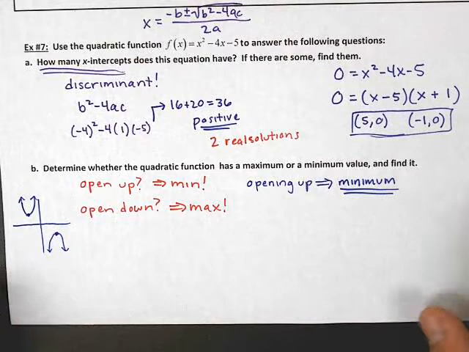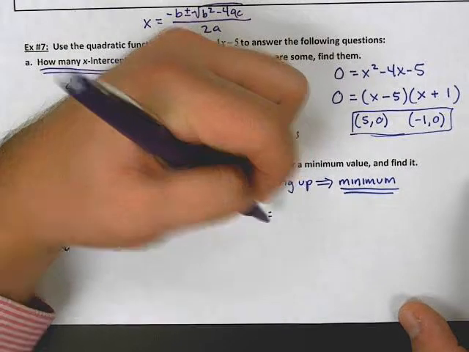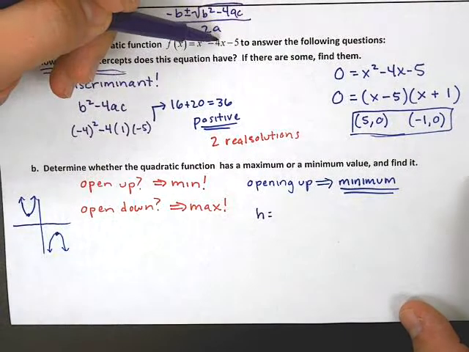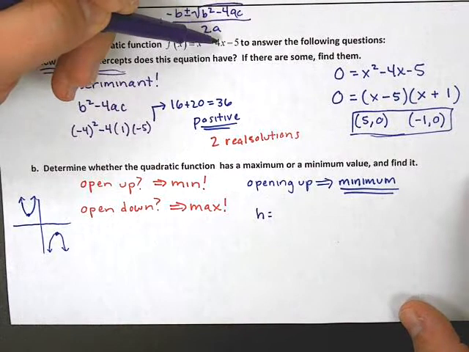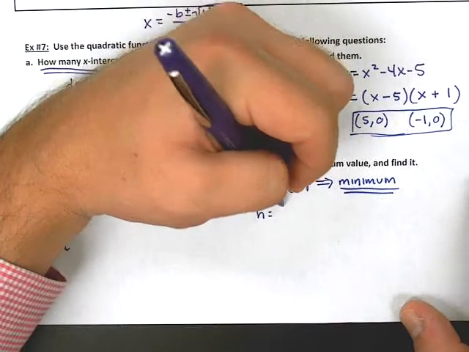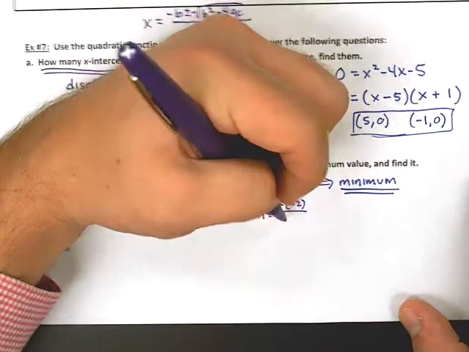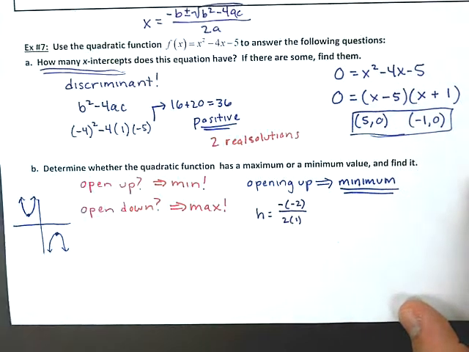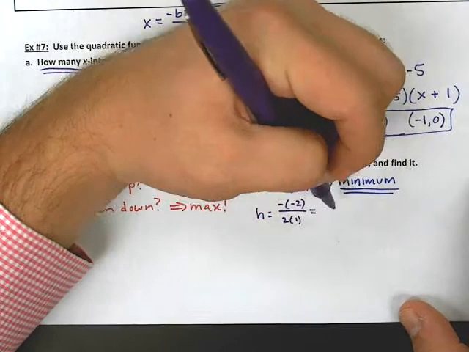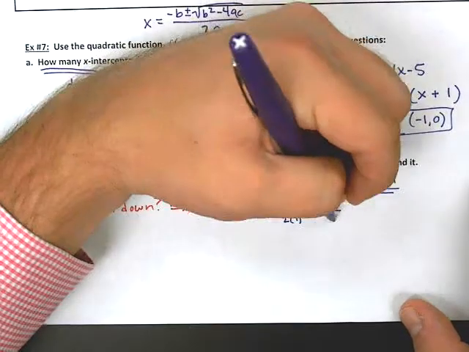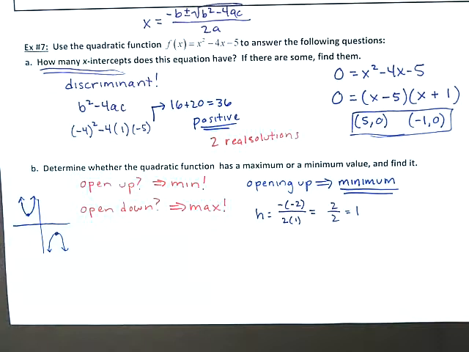Let's do it. H is negative b over 2a. So negative negative 4, or let me write it like that, negative negative 4 over 2 times 1. Well, this is nice. This is just going to be 4 over 2, or 2. All right? Okay.